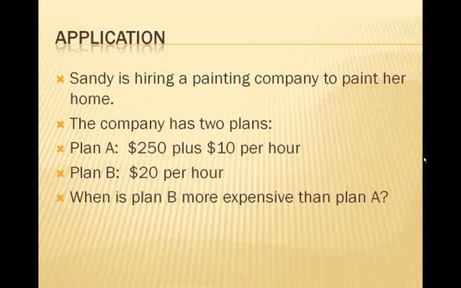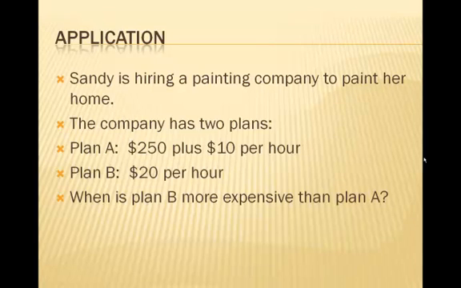For this next problem, we're going to look at something just slightly different and start working in those ideas of linear inequalities. In this one, Sandy is hiring a painting company to paint her home, and the company has two plans she can choose from. In Plan A, it will cost her a flat fee of $250 plus $10 per hour. In Plan B, there is no flat fee, and they just charge her $20 per hour. And so the question is, when will Plan B be more expensive than Plan A?